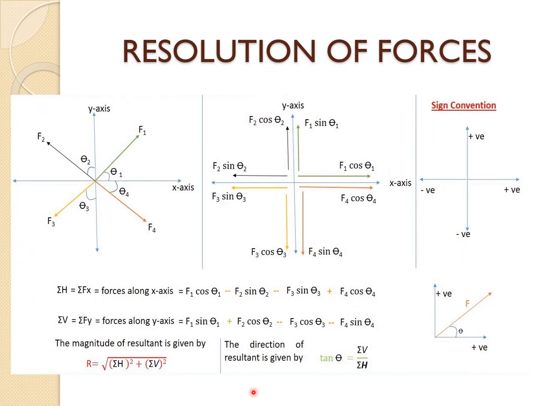The resolution of forces is the most common method of analyzing concurrent force system. In this method, the force is resolved into its horizontal component and its vertical component, and the components are summed up, and using the Pythagorean law, the resultant can be found out. After getting the resultant, the direction of the movement of the object along the resultant can be found out.